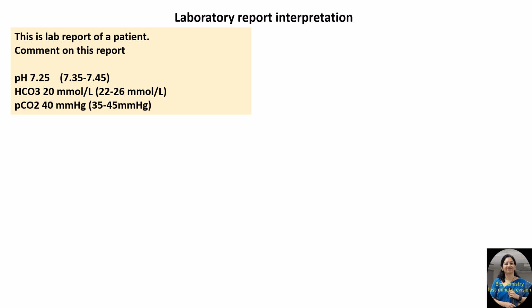Now here is a lab report. Here the pH is decreased, so it is acidosis. The bicarbonate is decreased because bicarbonate is a metabolic component, so it is metabolic acidosis. The partial pressure of carbon dioxide is normal, so it is not respiratory acidosis, and there is no change in partial pressure of carbon dioxide, so this is a case of uncompensated metabolic acidosis.